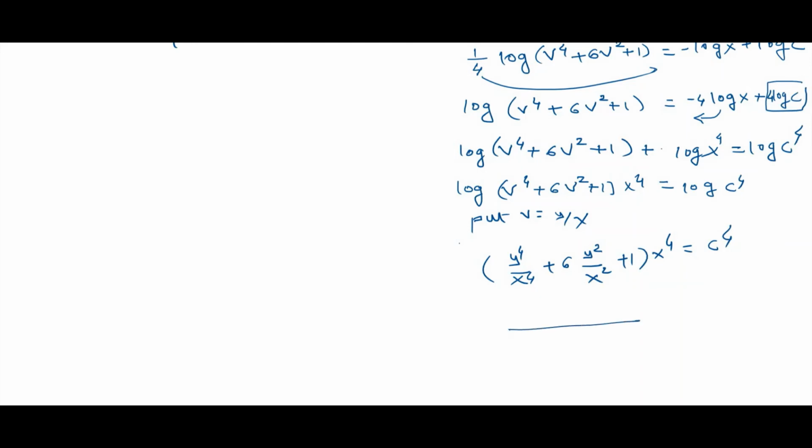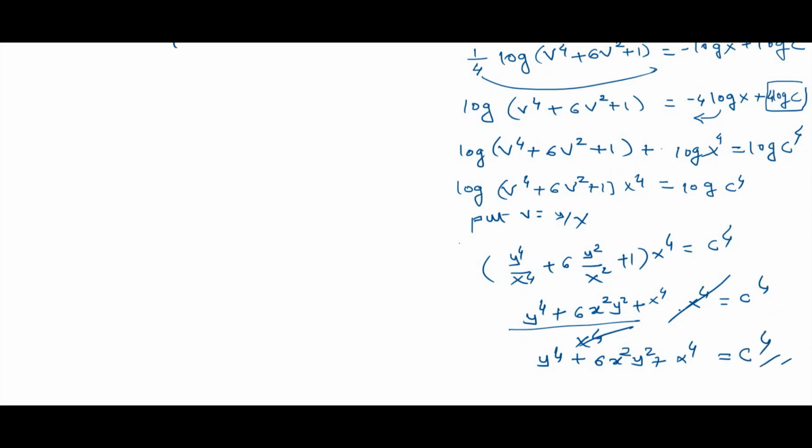If you take the LCM as x raised to 4, then you will get (y raised to 4 plus 6x square y square plus x raised to 4) into x raised to 4 is equal to c raised to 4. Where these two terms get cancelled, you will get the required solution: y raised to 4 plus 6x square y square plus x raised to 4 is equal to c raised to 4. This is the required solution.